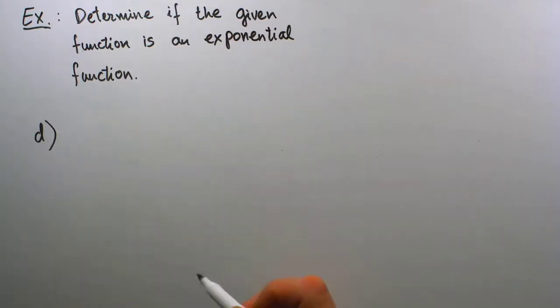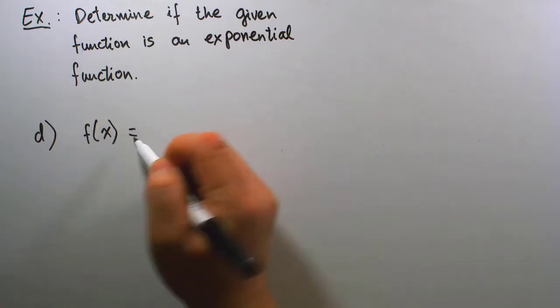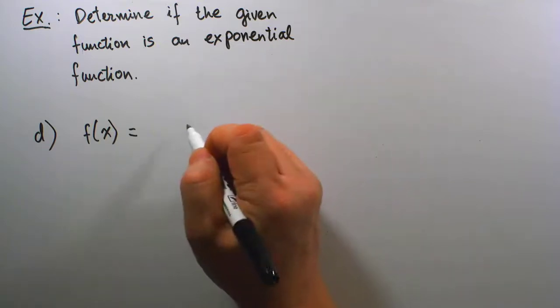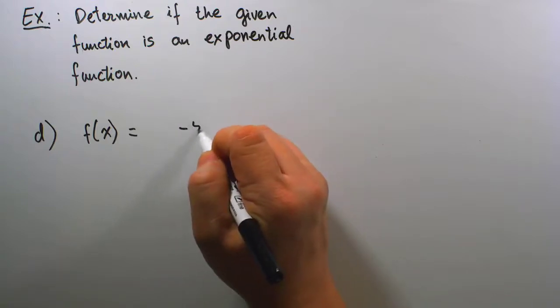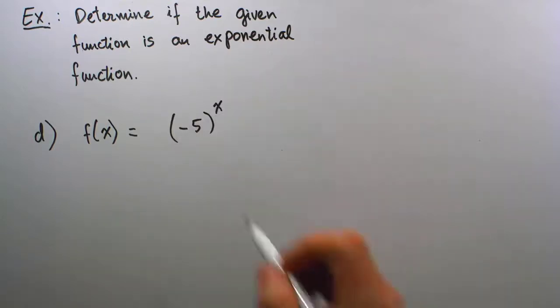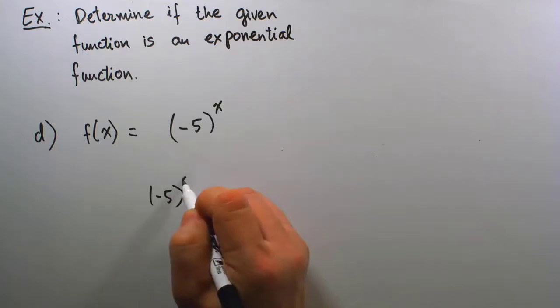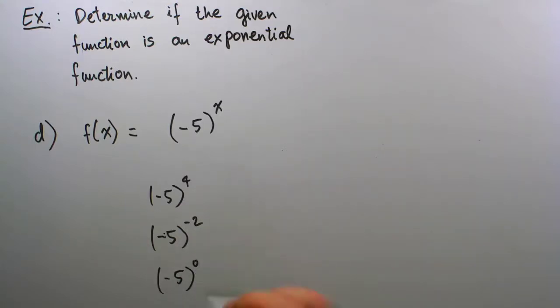In another example, I had pointed this out earlier, and it's worth mentioning again. A function like this, -5 as a base, raised to the x. So a calculation for this function could be something like -5 to the 4th power, -5 to the -2 power, and -5 to the 0 power. So we can perform the power operation here.